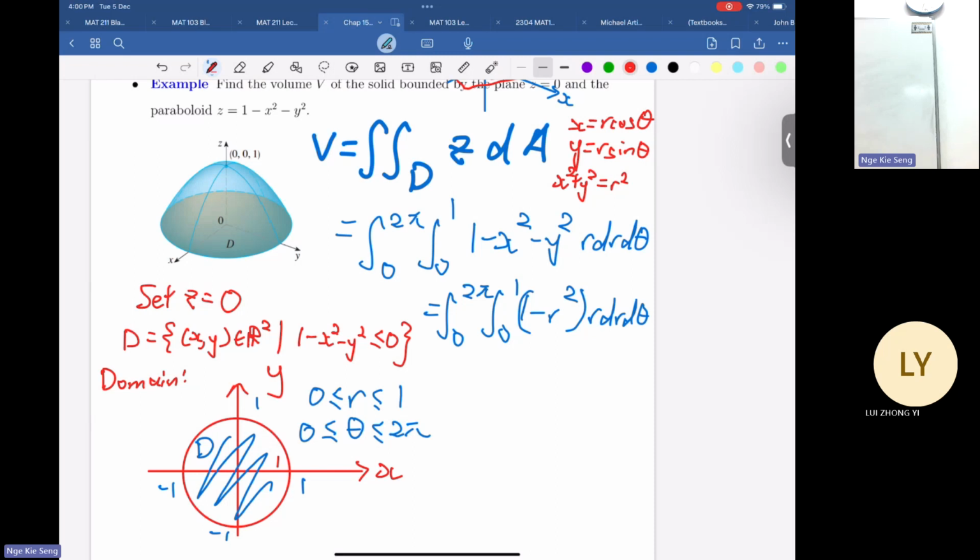Then do this integration here. Do it, and let me know what you get. r minus r cubed. Do this integration. The punchline you need to remember is that you need to multiply by an extra r when you do change of variable.